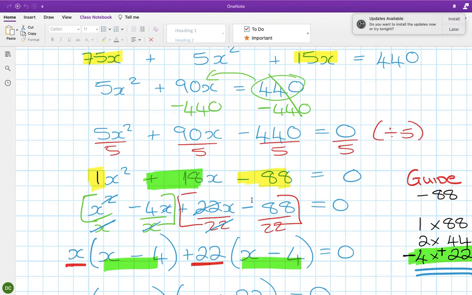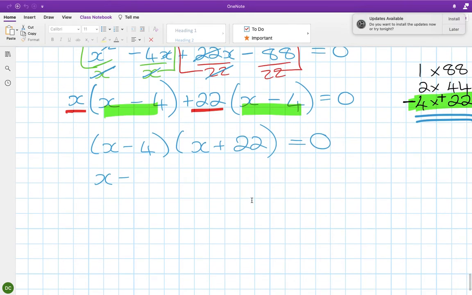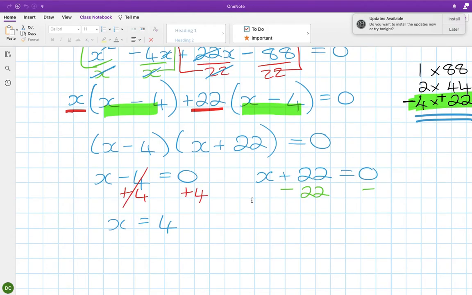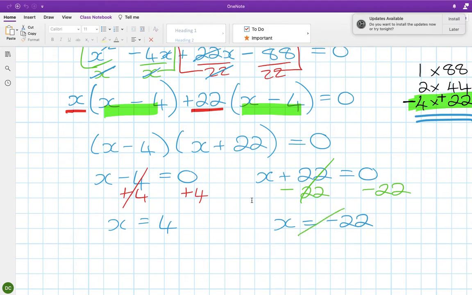You solve, so x minus 4 equals 0 and x plus 22 equals 0. You have to plus the 4 here. So x equals 4. And you have to minus the 22 here. So x equals minus 22. Given x is the width of the tank, it can't be minus 22, so we reject this one. So the width of the tank must be 4.